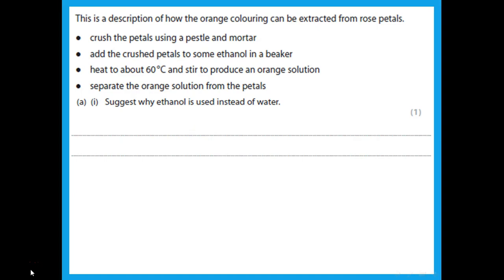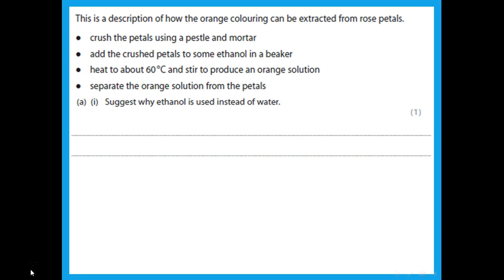Okay, this is a description of how the orange coloring can be extracted from rose petals. Rose petals, that means flowers, petals of flowers, and we're trying to get a color out of them. So he says crush the petals using a pestle and mortar. Add the crushed petals to some ethanol in a beaker. So he's trying to dissolve the color in ethanol. Heat to about 60 degrees centigrade and stir to produce an orange solution. Separate the orange solution from the petals.